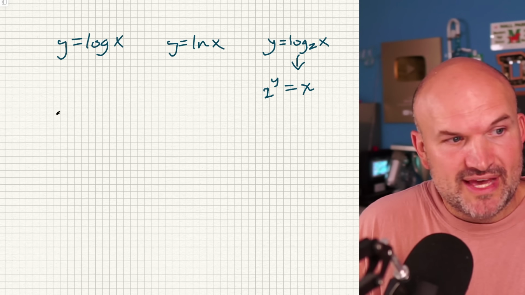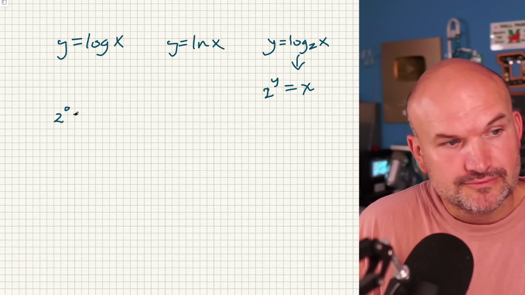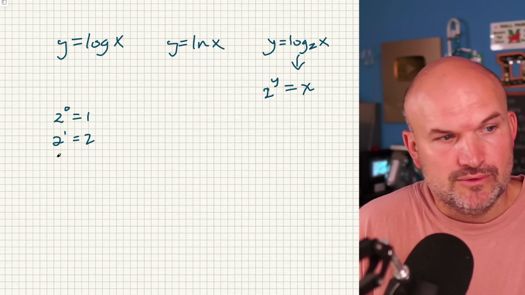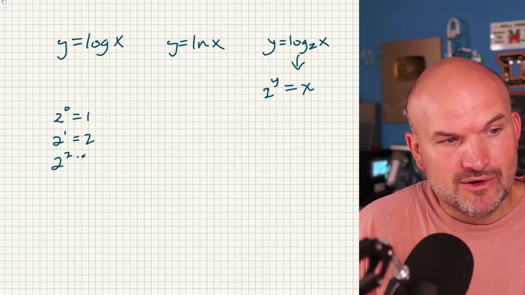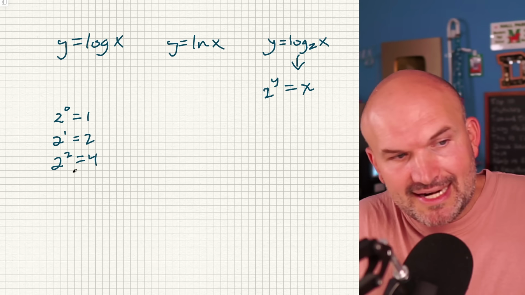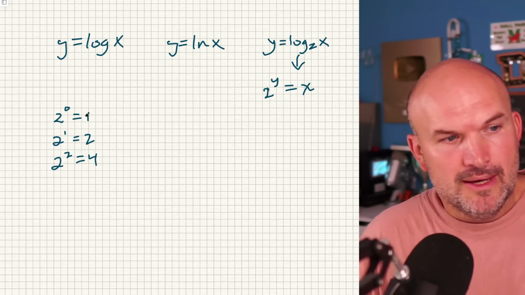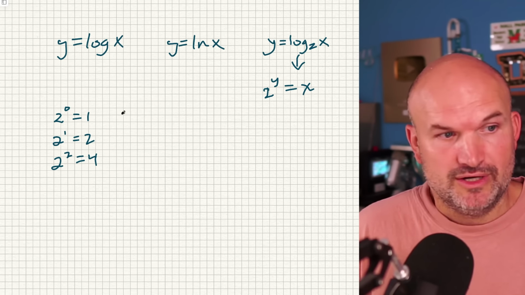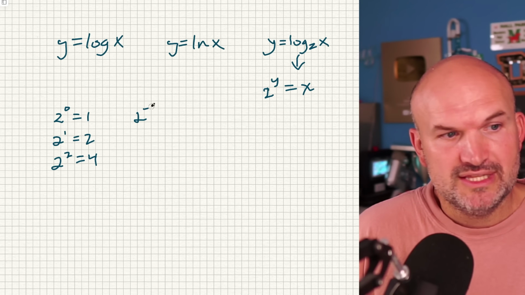For instance, I know that 2 to the 0 power is equal to 1. I could do 2 to the first power is equal to 2. I could do 2 to the second power is equal to 4. Now, again, I could keep on going with positive numbers, but what about if I did some numbers that are smaller than 0? What about if I went to 2 to the negative first power?